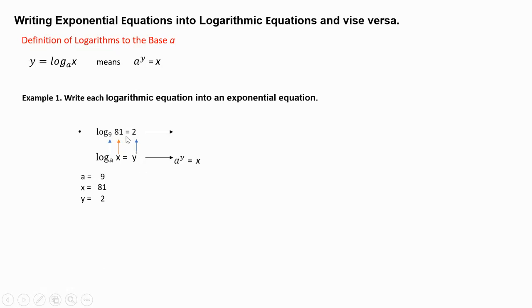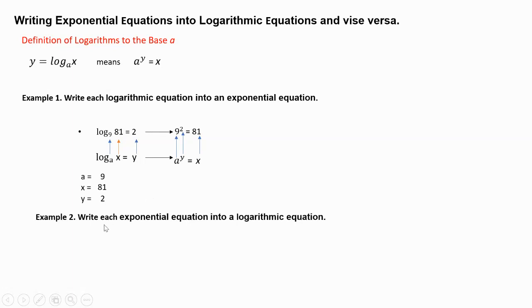So then we're going to go from logarithmic to exponential. Right, so this is my answer. Why? Because my a is equal to 9, my y is equal to 2, and my x is 81. This is very basic, guys. Just by knowing what the a, x, and y are, you'll be able to go back and forth.